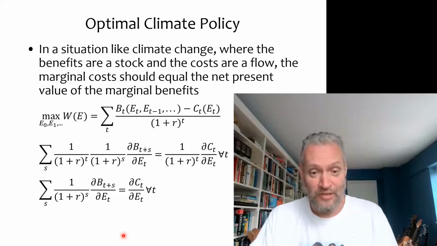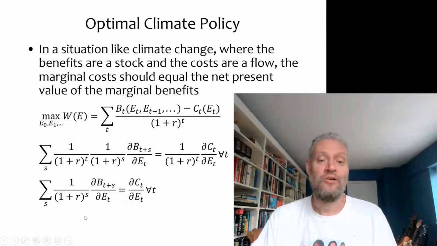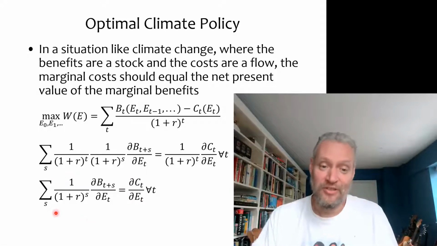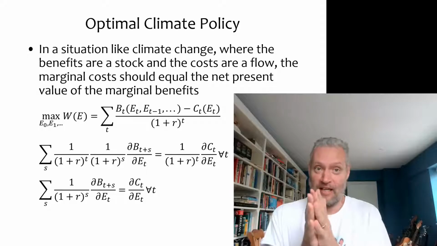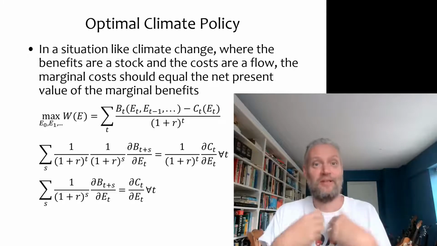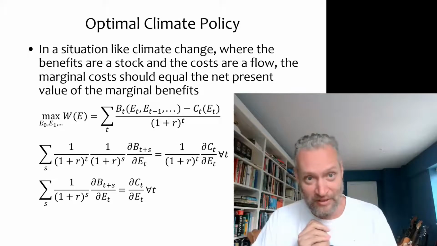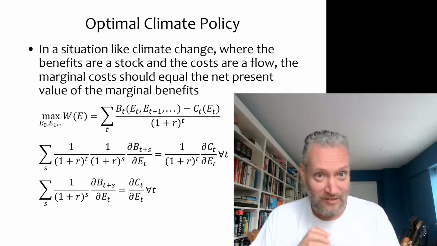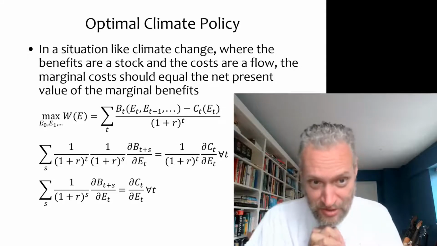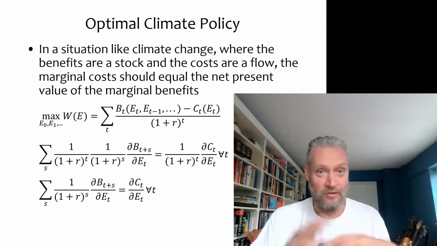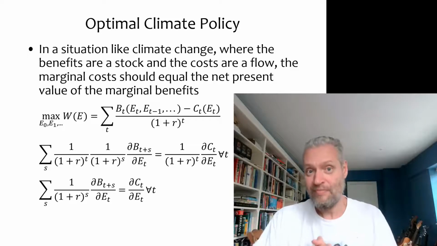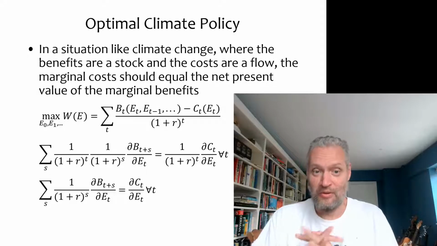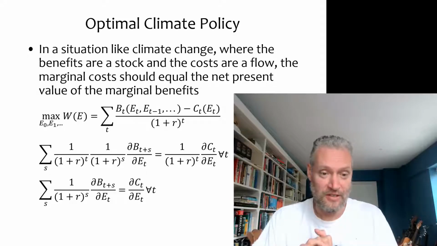So what we have conceptually is that the marginal costs of emission reduction should equal the marginal benefits of emission reduction, but they are not an instantaneous benefit. They are a stream of marginal benefits over time that are discounted back to the period in which we reduce our emissions. So this is how you would do a cost-benefit analysis of climate policy, of optimal greenhouse gas emission reduction.